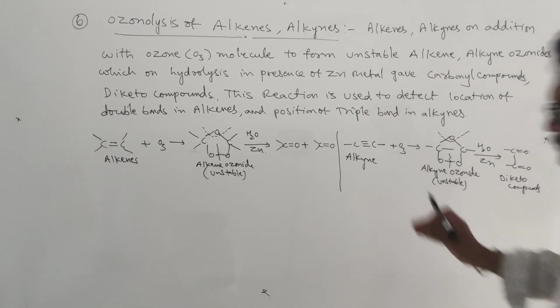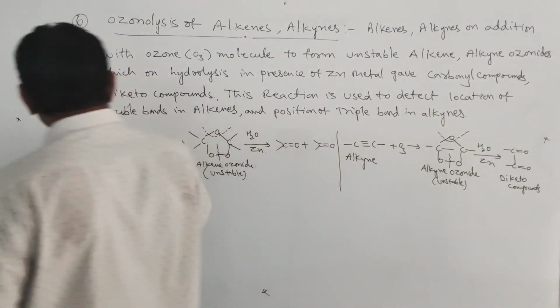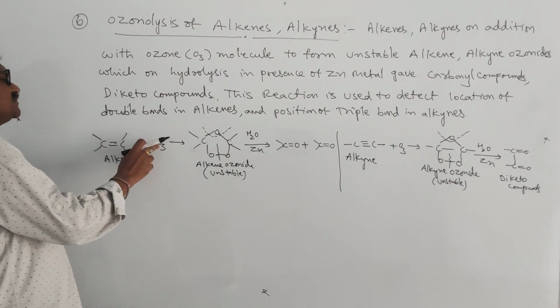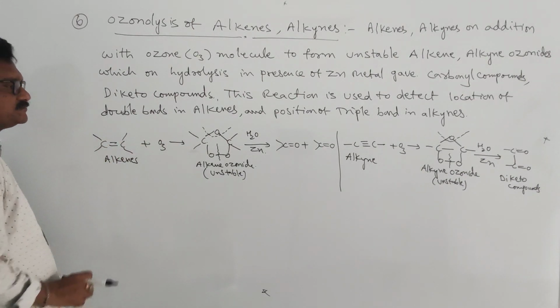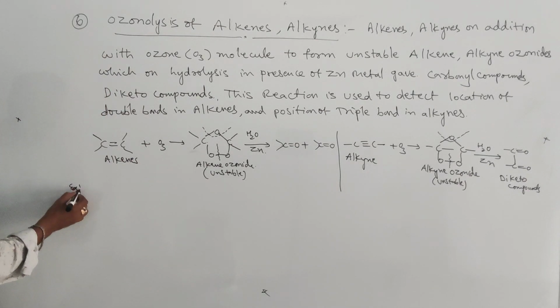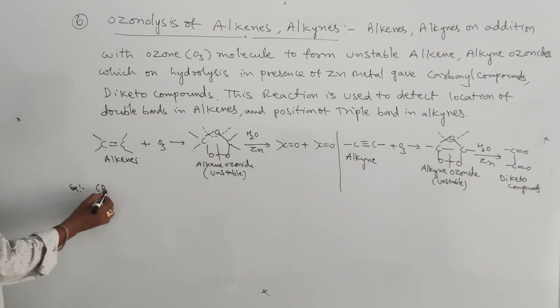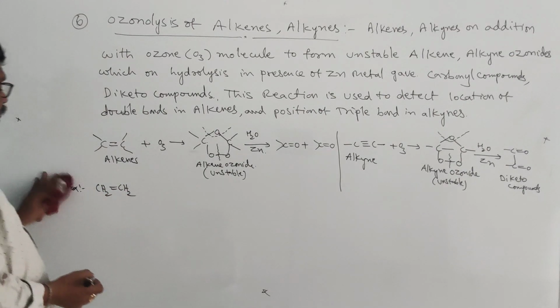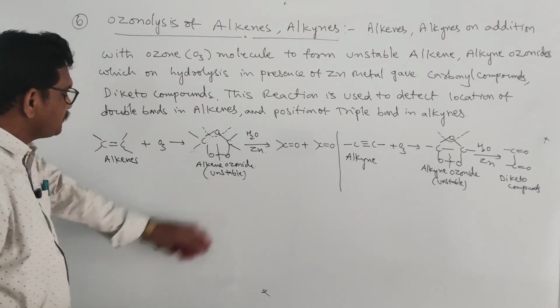Here the thing you remember: ozone adds to the double bond. Where the double bond is present, there ozone comes and adds at that unsaturation site. That thing you remember. So I take different examples. So I take CH2 double bond CH2, you know.